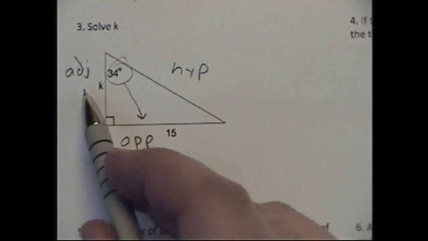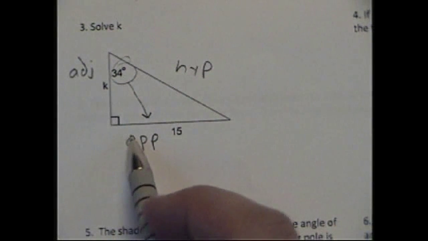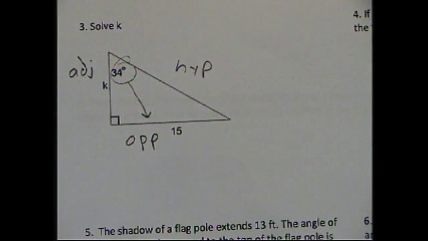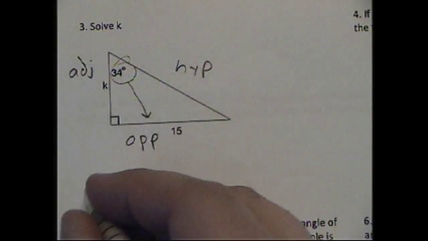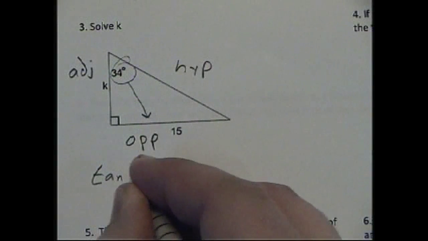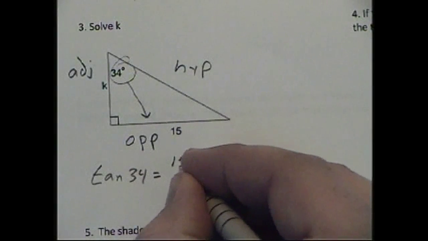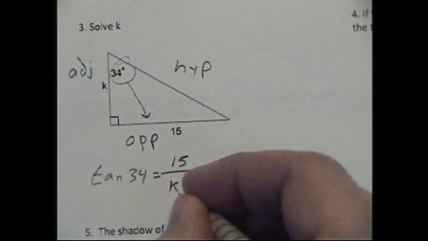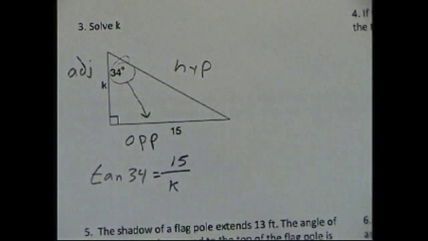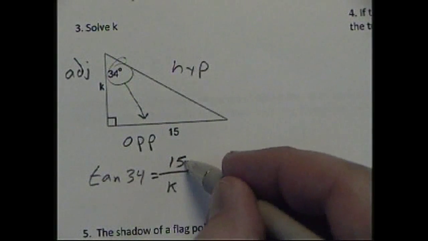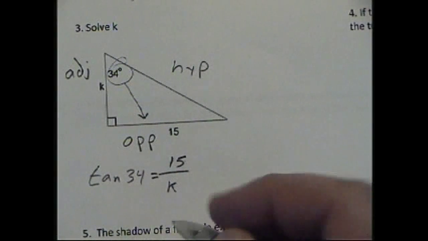We are looking for the adjacent side. We know the opposite side. Reference back to SOHCAHTOA, we need OA. Which trig function uses OA? That is tangent. So we're going to use the tangent of 34 degrees is equal to, opposite is 15, adjacent is K. And again, just as SOHCAHTOA says, TOA: tangent, opposite, adjacent.